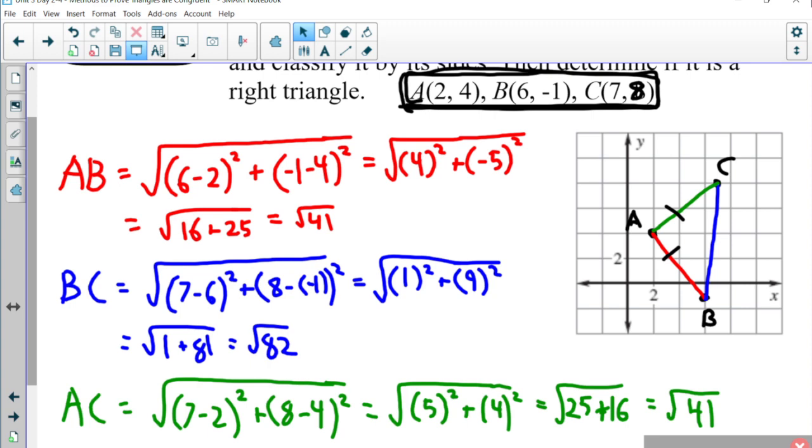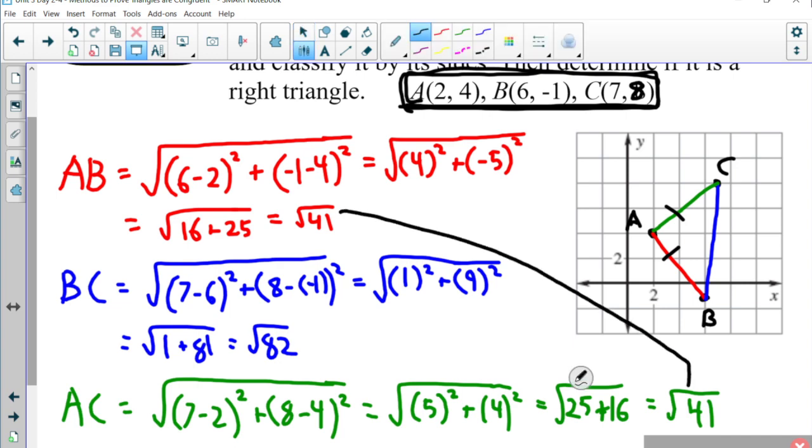so that we don't get lost in the weeds of the formulas. Big picture is, do we have a match? Give me thumbs up or thumbs down. Do we have a match? Yes, we do. We have square root of 41, square root of 41. So how many, hold up number of fingers, how many sides are the same? 2 of them. And so, what was our name for 2 of the sides being the same?